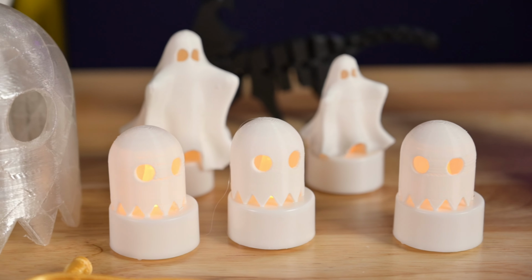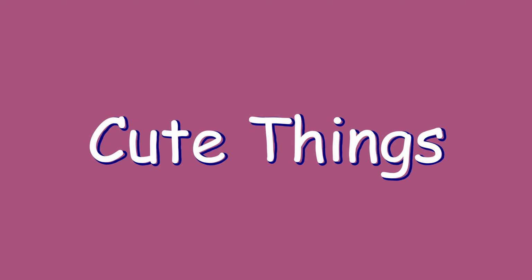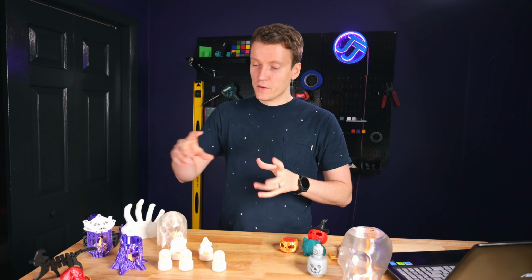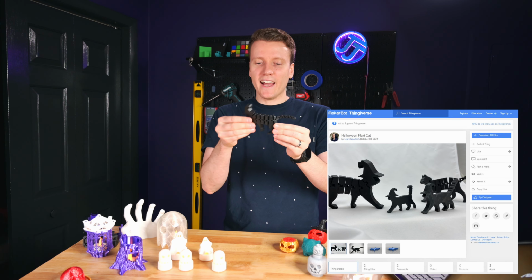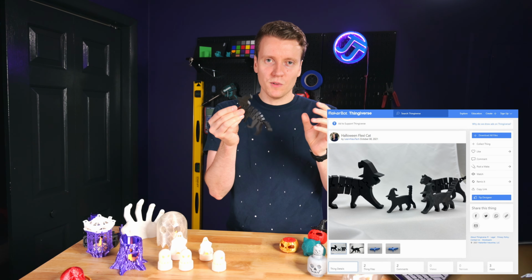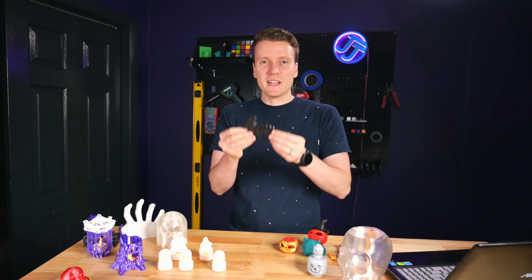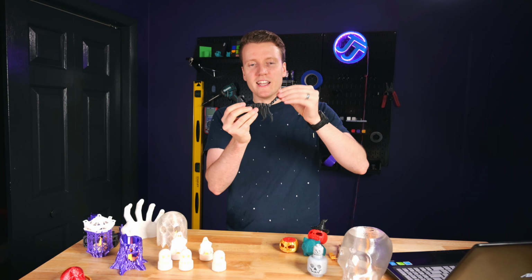The next category I'm calling just cute things, because Halloween doesn't have to be creepy, and you can make your decorations whatever you want. The first print is this flexible cat. I love printing flexible prints. It's a great way to show off the ability of a 3D printer, because it can just print in place all these hinges of a part.